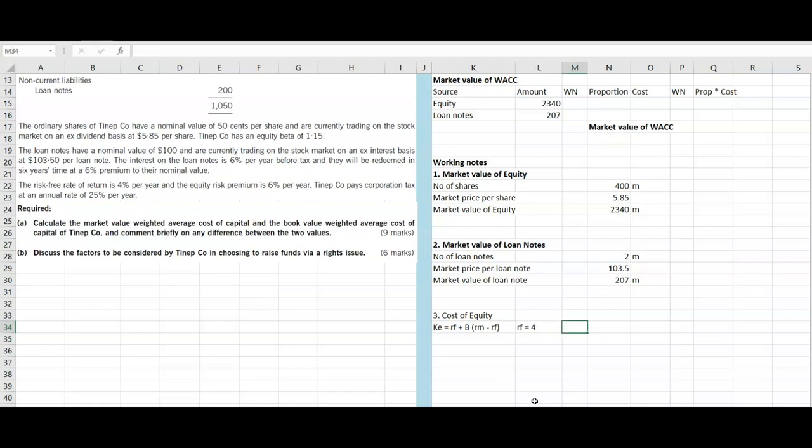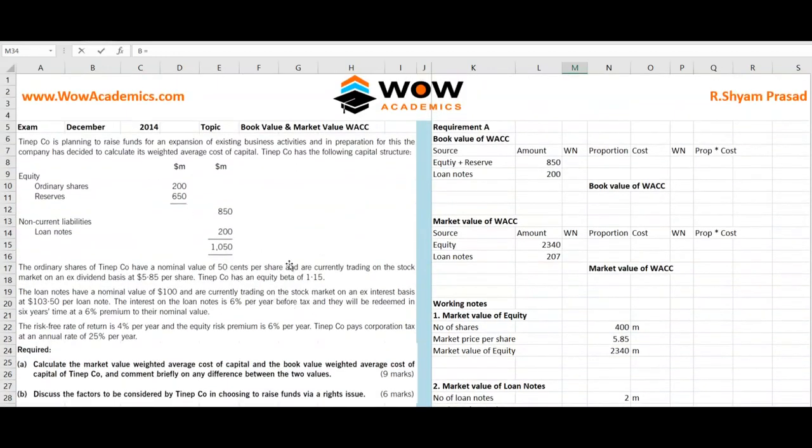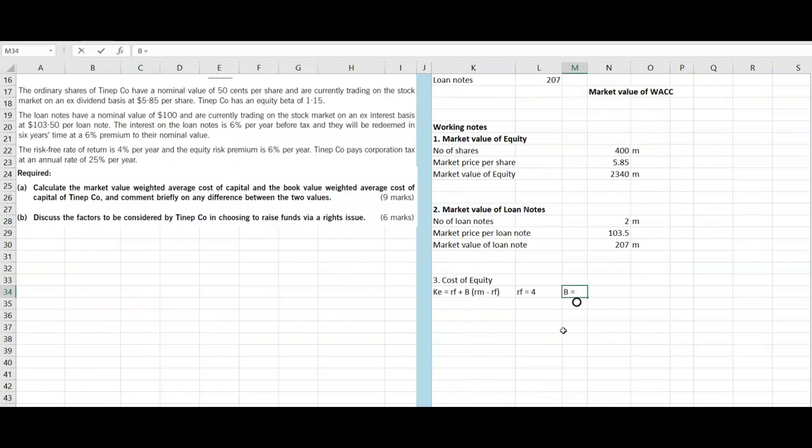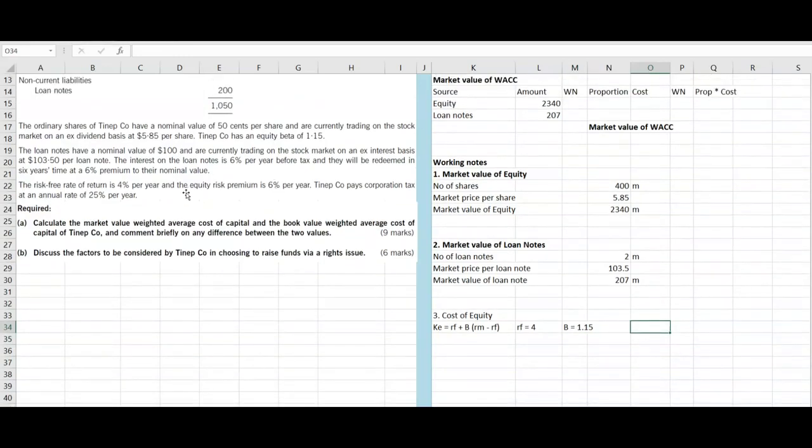So RF is directly available. Beta we need. So we need beta. It's given somewhere here. Here equity beta is 1.15. Then we need RM. Is RM available? No. Equity risk premium is available. What is equity risk premium? That is RM minus RF. Okay, so that is what is given. That is what equity risk premium refers to. So RM is not given separately. It is given as RM minus RF, equity risk premium.